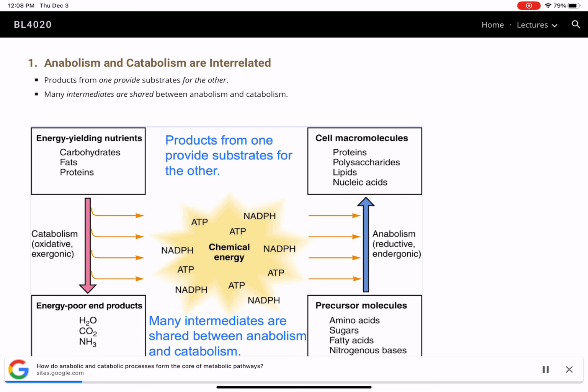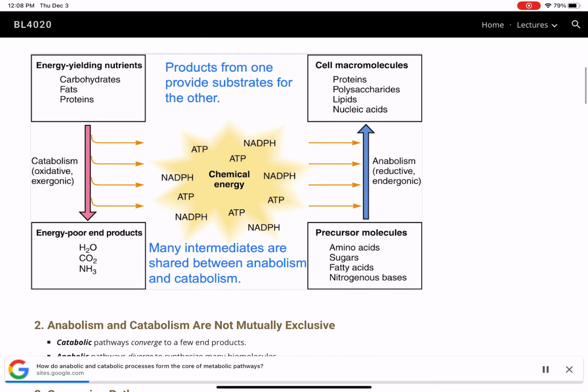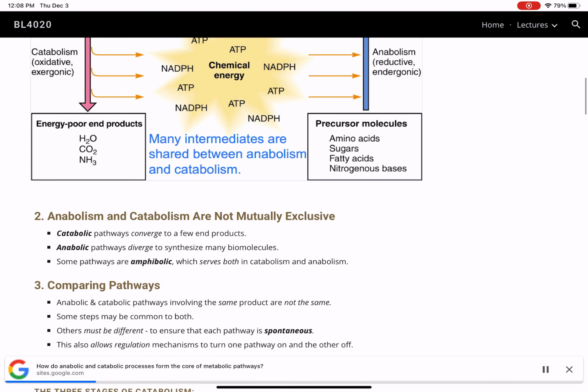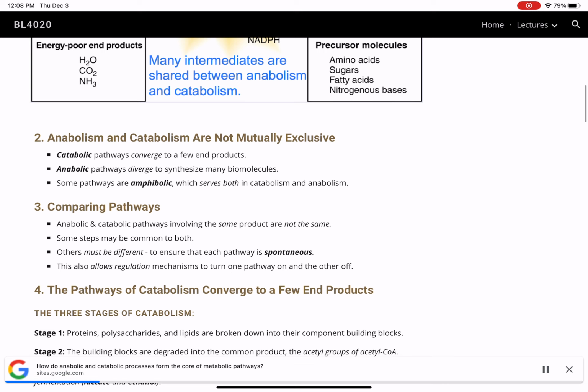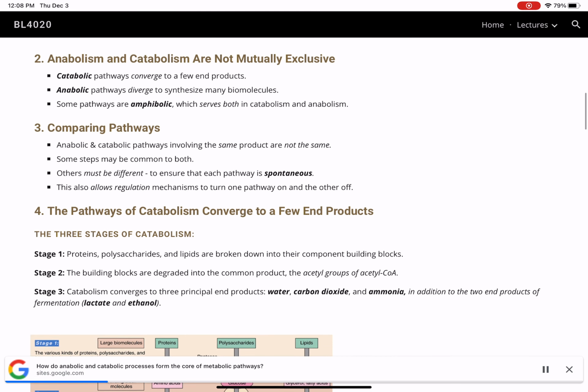Many intermediates are shared between anabolism and catabolism. 2. Anabolism and catabolism are not mutually exclusive. Catabolic pathways converge to a few end products. Anabolic pathways diverge to synthesize many biomolecules. Some pathways are amphibolic, which serves both in catabolism and anabolism.